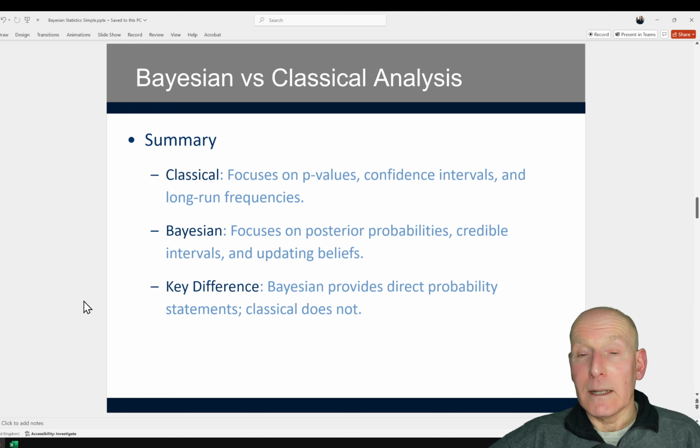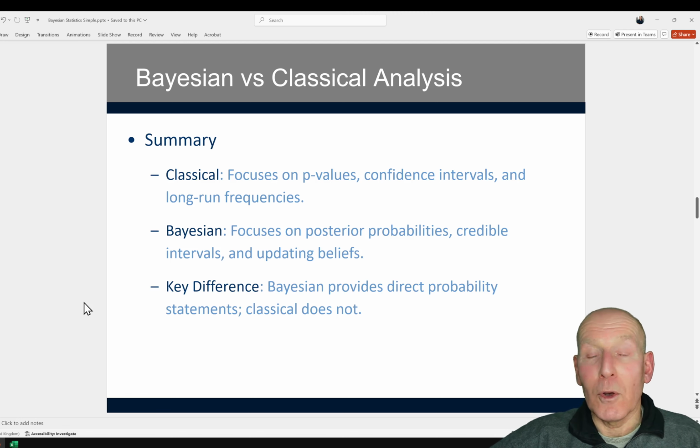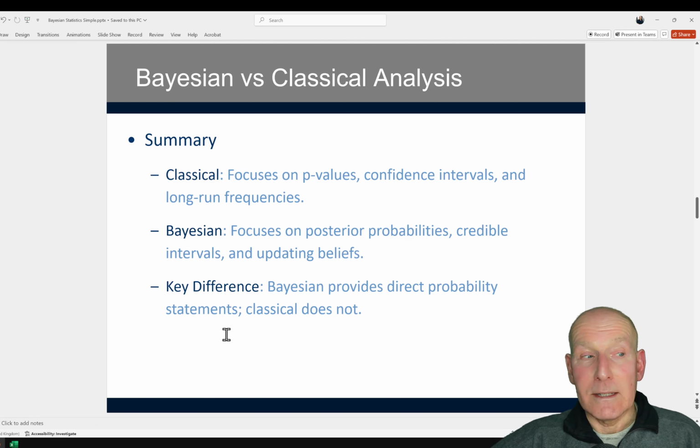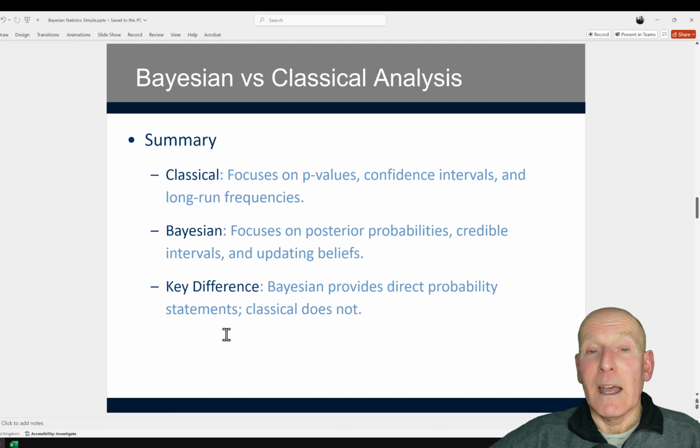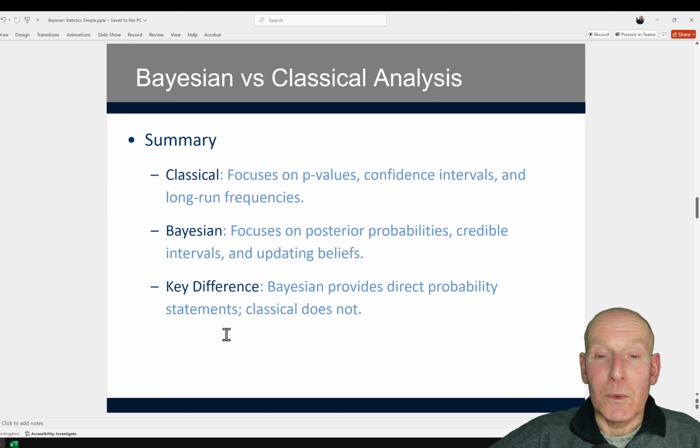In Bayesian analysis, you are focusing on what's called posterior probabilities, in other words, the probability distribution of the effect. You get credible intervals, and you're constantly updating your beliefs, and that will actually be the focus of our little experiment, which we'll get to shortly. Essentially, Bayesian provides these direct probability statements, and classical statistics do not.